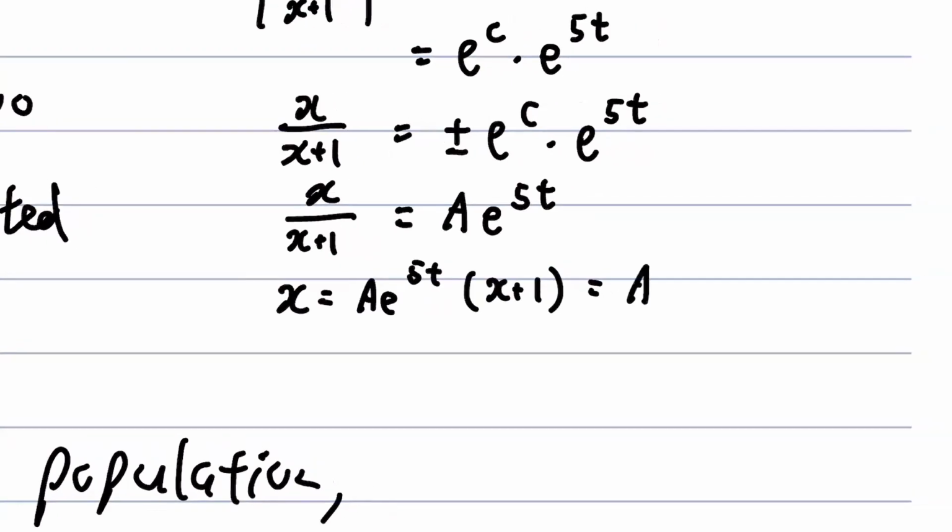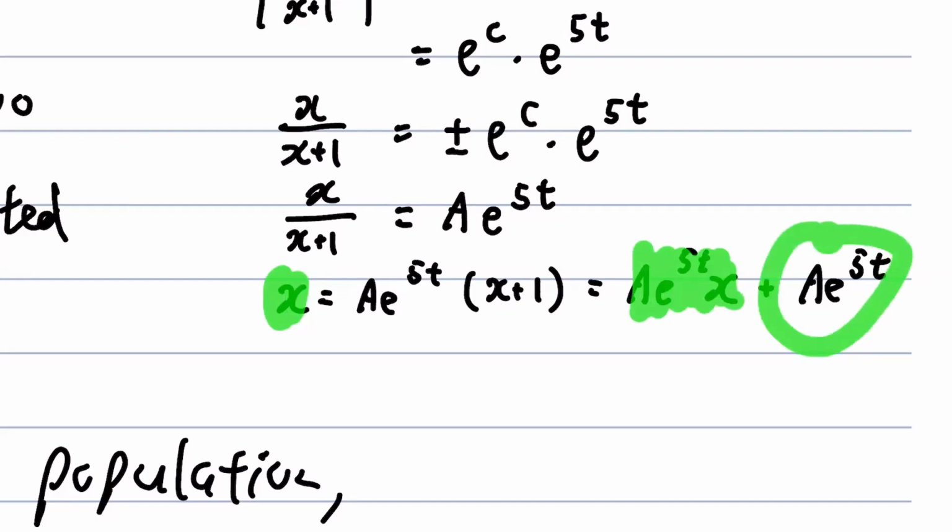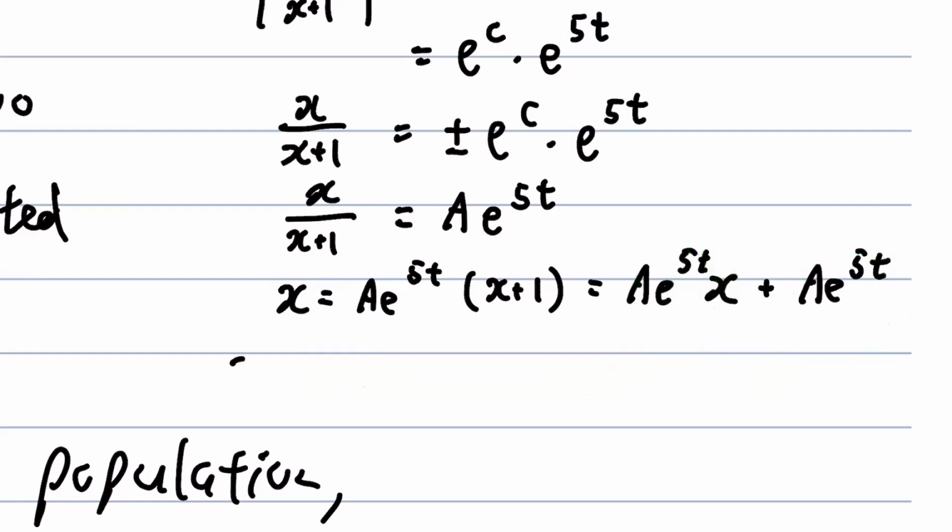Times it out. You get a e power 5t times x plus a e power 5t. Then you see x on the left, you see x on the right. This one is a non-x. So leave the non-x alone, bring the x over. So I can get something like x minus a times e power 5t times x equals a e power 5t.